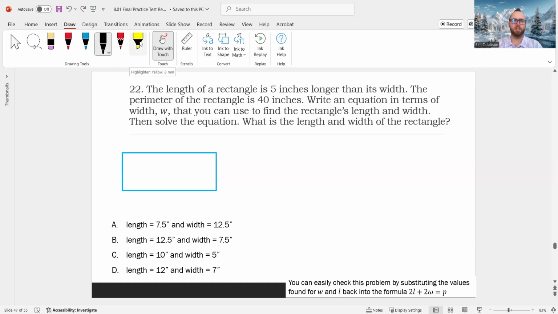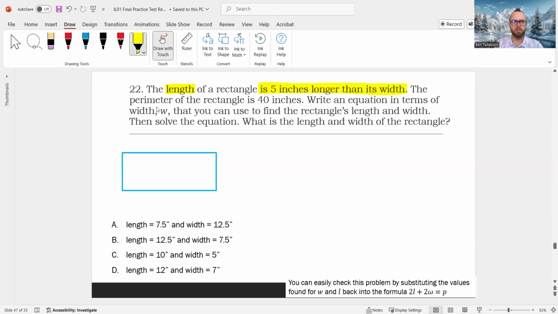The length of a rectangle is 5. So let's highlight, color coordinate here. The length of a rectangle is 5 inches longer than its width. So that's a relationship, right? They're related in that way.